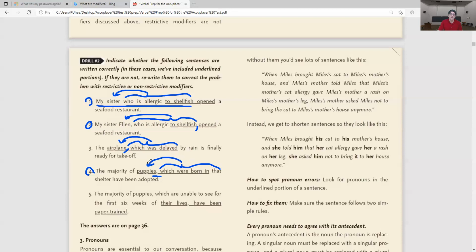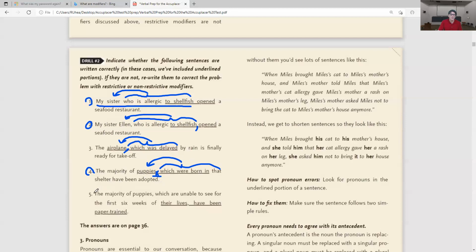So which were born in its shelter belongs to the puppies, so they don't need that comma. It's essential information to identify those puppies. It doesn't mean the group of all puppies. It means the puppies which were born in that shelter have been adopted.